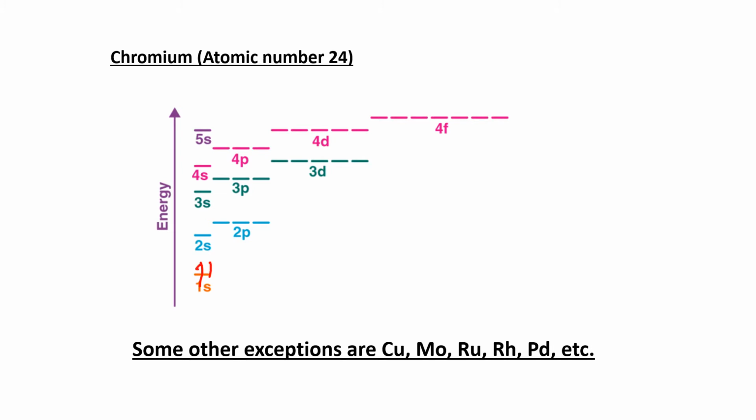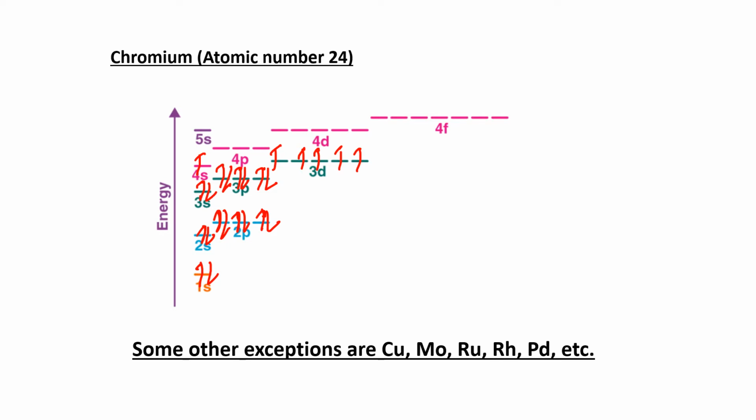So it is 1, 2, 3, 4, 5, 6, 7, 8, 9, 10, 11, 12, 13, 14, 15, 16, 17, 18. Now 18 electrons are already filled up. Now left are 6 electrons. So what we do is 4s will have 1 electron and the rest 5 electrons will come in 3d orbitals. It will not be like 4s orbital we will fill up and 3d will have 4 electrons.